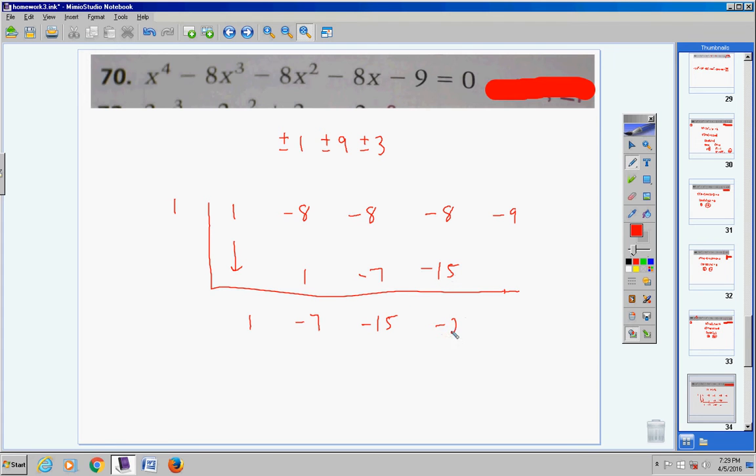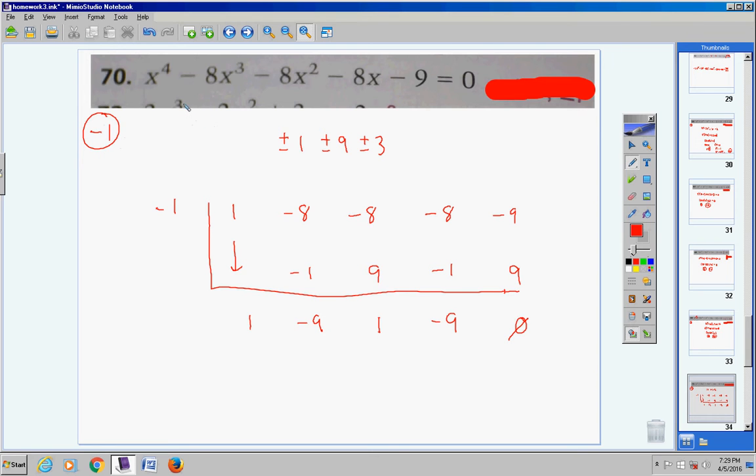We're not going to get a 0, guys. So, no, we're good there, okay? Let's go ahead and test a negative 1 and see if that works. So here we go. Bring down your 1, negative 1 times 1, negative 1, combine. Negative 1 times negative 9, positive 9, combine. Negative 1 times 1, negative 1, combine. Negative 1 times negative 9, 9. So that's good. Negative 1 is one of my zeros.